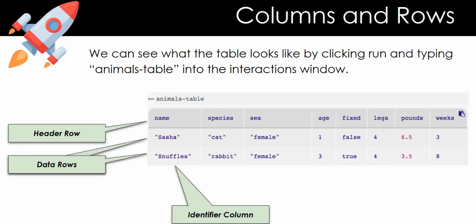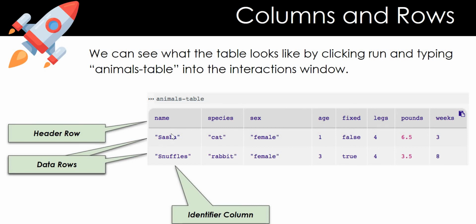Now, let's break down how to look at data sets. We look at them with columns and rows, all right? A row in a data set, if you think about it, is just one of the animals. So we have an animal here named Sasha. It's a cat. She's a female. She's 1 year old. She's not fixed, meaning that she can have babies. She has 4 legs. She weighs 6.5 pounds. And it took her 3 weeks to get adopted.